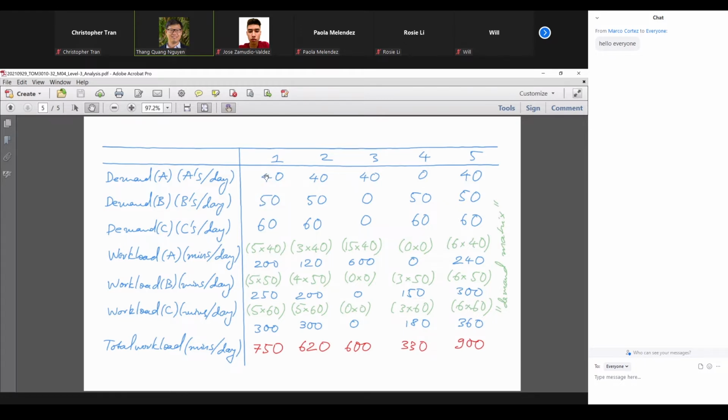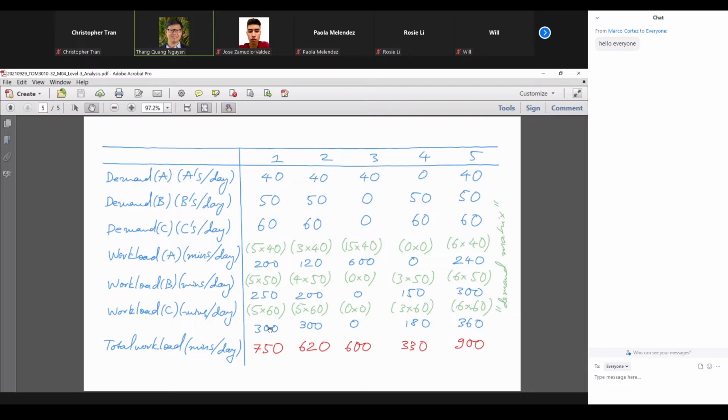If it takes 5 minutes to process one ice cream through station 1, we write that 5 minutes per ice cream right here, and there are 40 units of ice cream. Then station 1 would have to work for 200 minutes to process all of the demand through, right? And that's for the burgers.